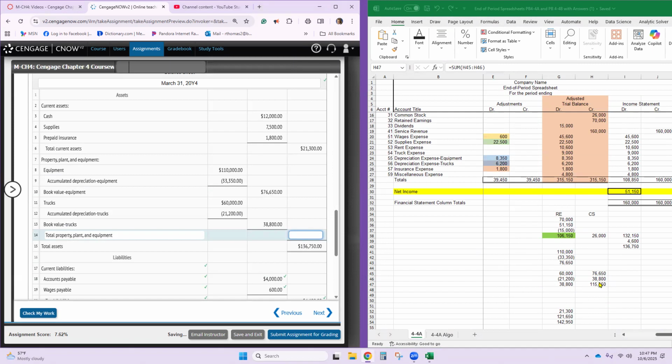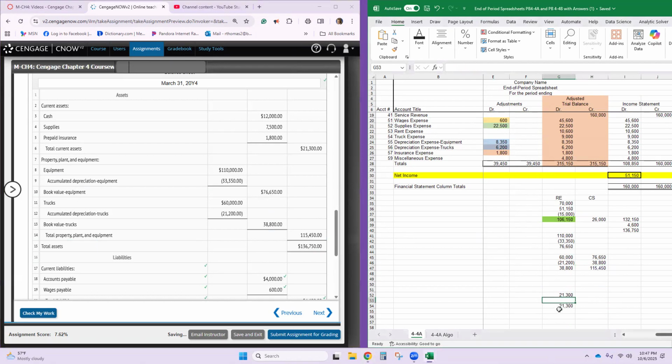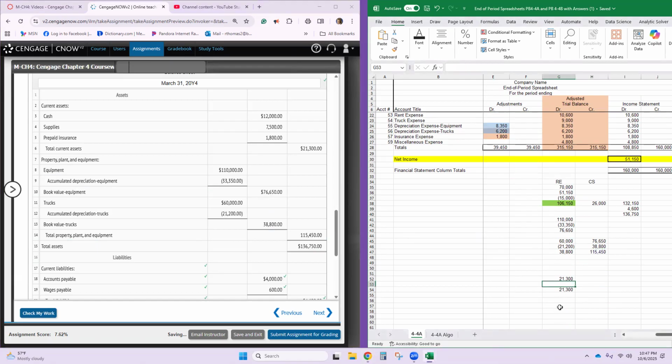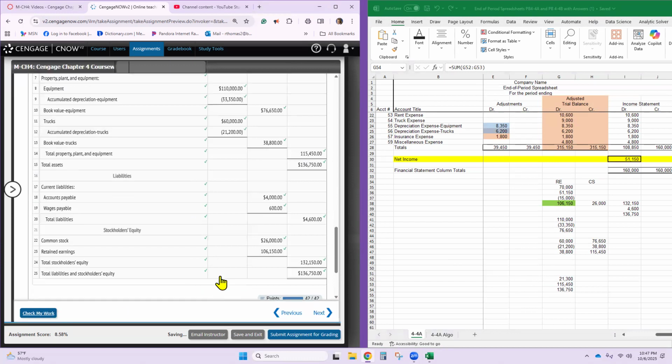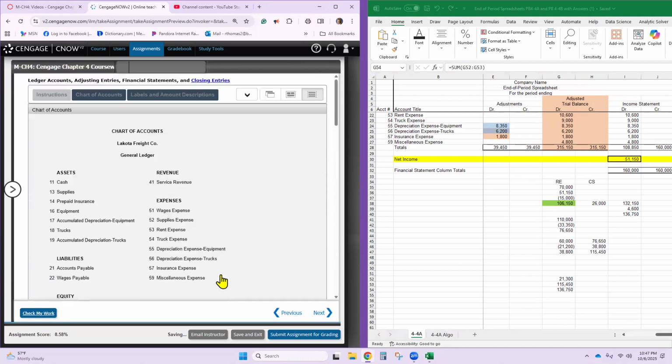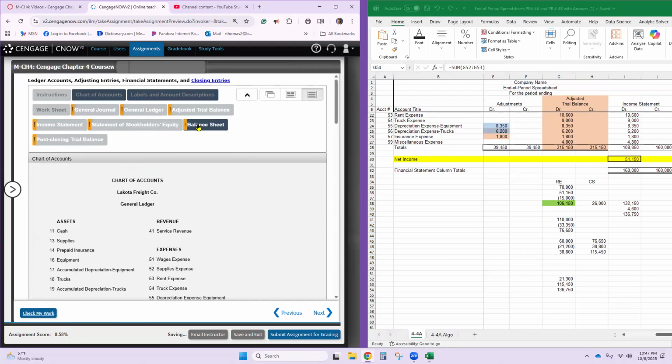Now we want 76,000 and 38,800. These two together is the new property, plant, and equipment. And now let's see if this adds up. So we got 21,300 plus 115,450, which is 136,750. So I think we're good for our balance sheet. Let's just check it. Hopefully it'll check. Okay, good. 42 out of 42. We are done with our financial statements.